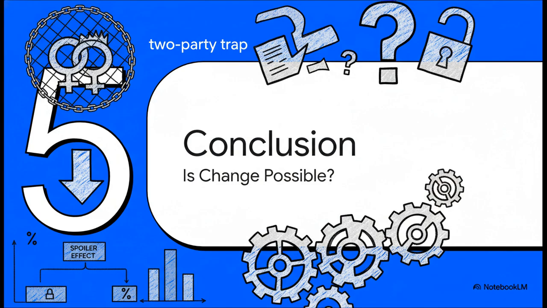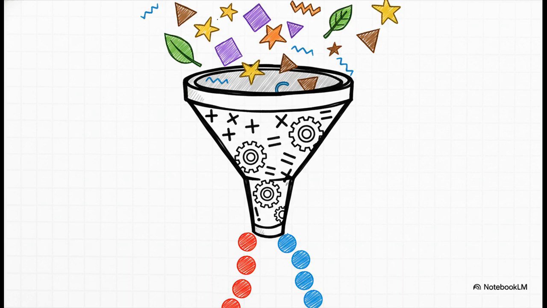So after looking at the math, the psychology, and the history, we're left with a pretty big question. If the system itself is what creates this two-party trap, what does that really mean for us? I think the single most important thing to take away from all this is that the two-party system isn't necessarily what voters want or the result of some big conspiracy. It's just a stable, predictable outcome of the rules we use. It's a consequence of the math.